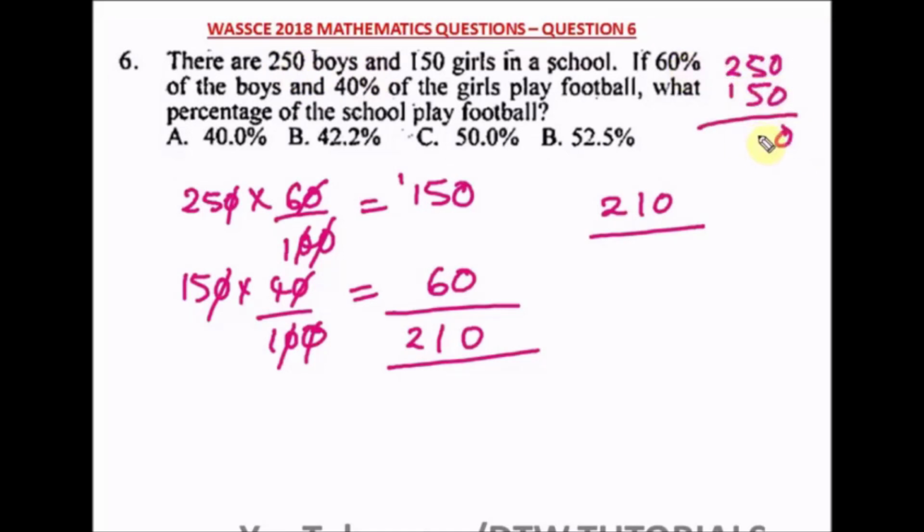And that will give us 0. This is a 0, carry 1. 1 plus 2 plus 1, that will give us a 4. So the total number of students is what? 400. We are told to look for the percent times 100.